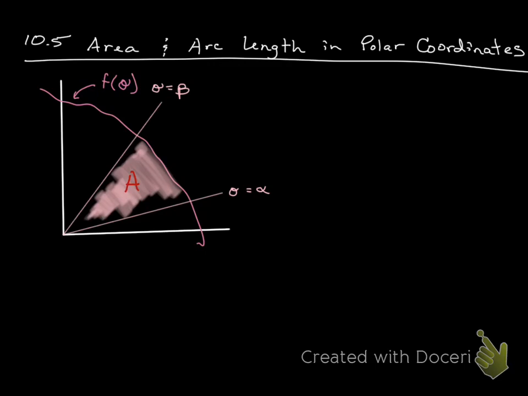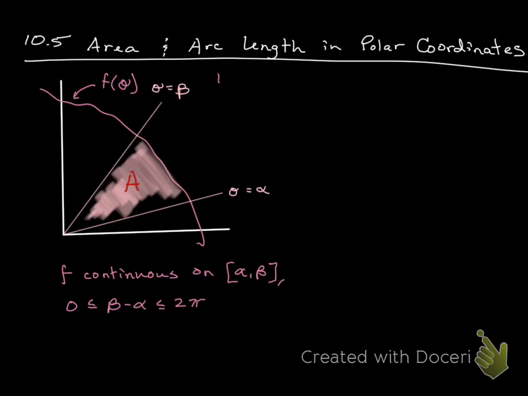Now, in general, this curve will look all sorts of different, right? And I want to do a specific example for us. But we should be able to find the area of that region as long as f is continuous. F is continuous on the interval from alpha to beta. And we set some restrictions on alpha and beta here.